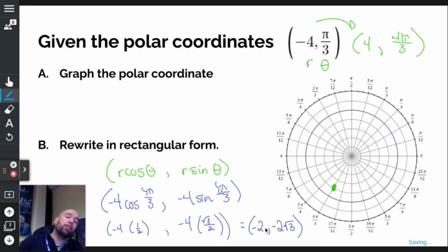So if you were to graph this on a rectangular plane, rectangular planes look like this. You would go left 2, down 2 root 3, whatever that looks like. You'll have a dot right there, which correlates to that dot right there, as if you were to draw an XY axis right there through the pole.